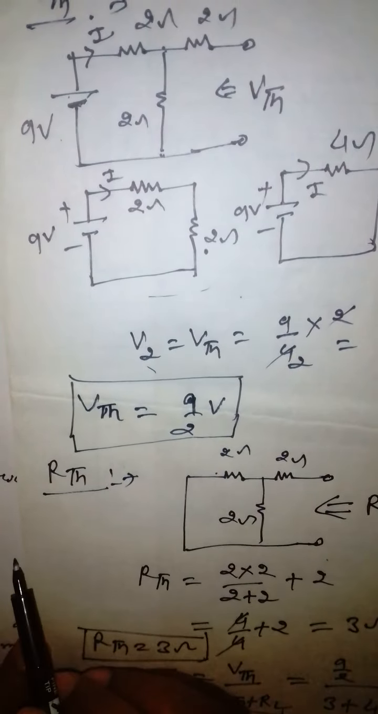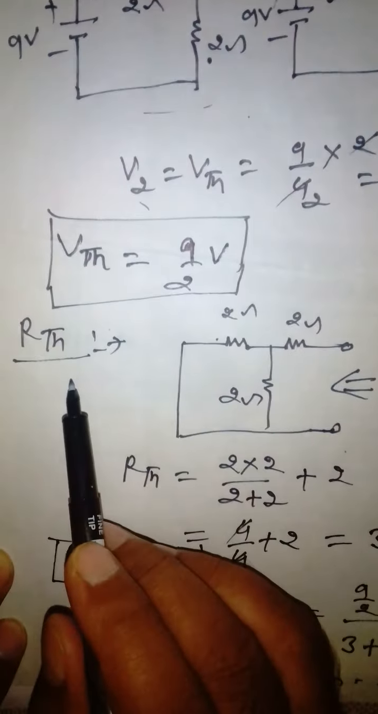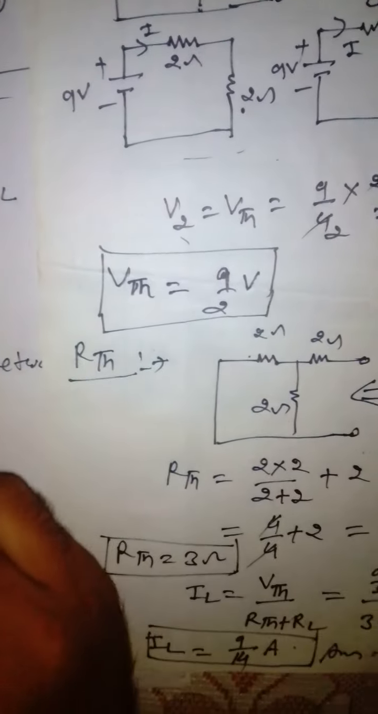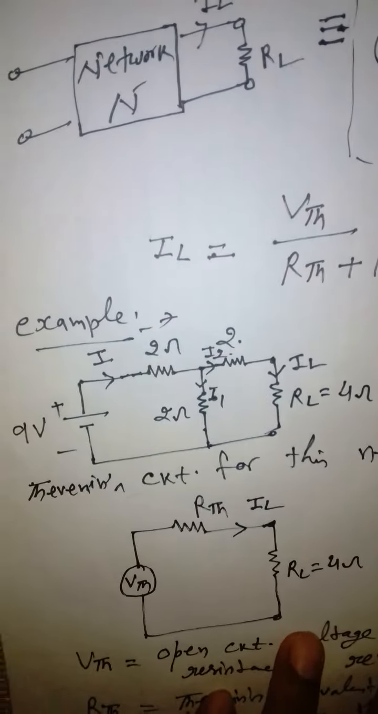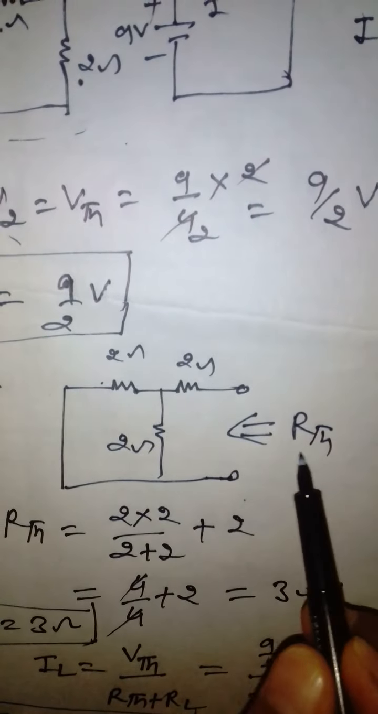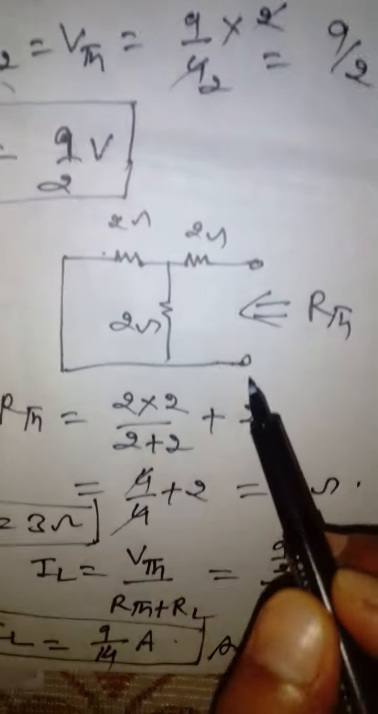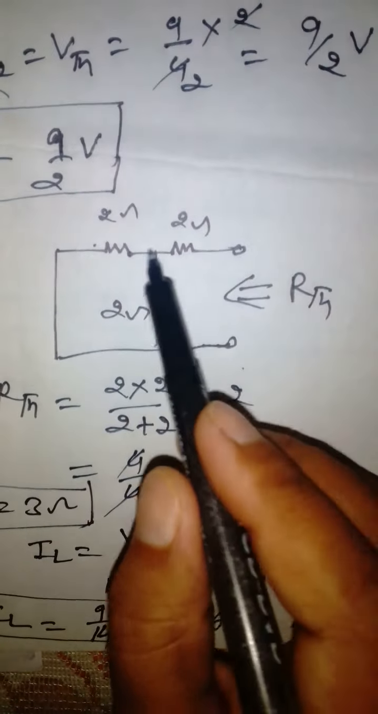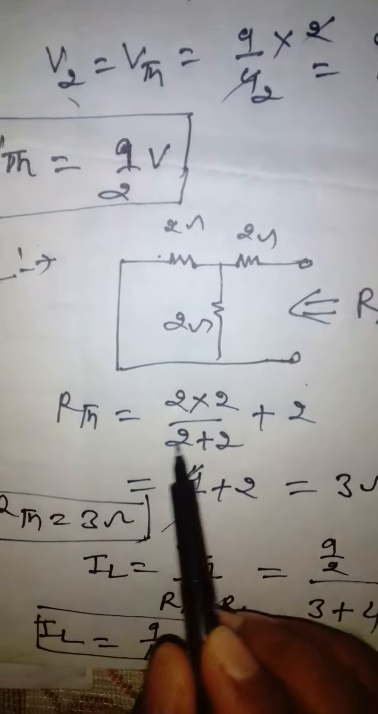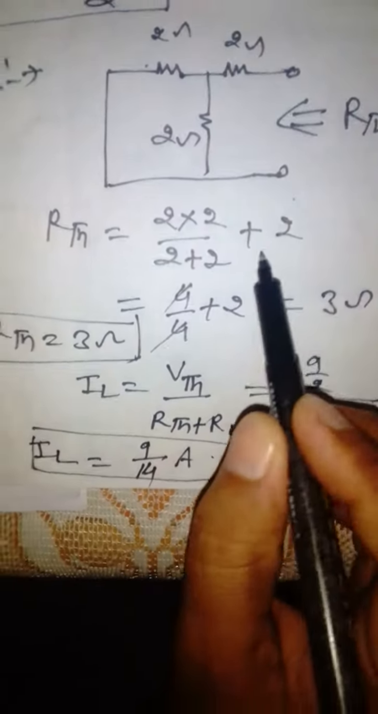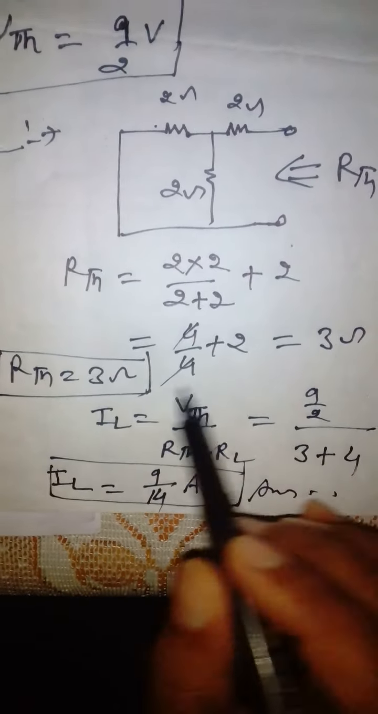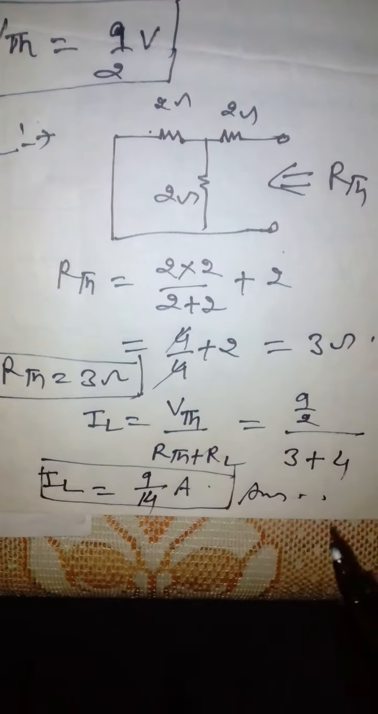It is calculated. Now we will have to find out the value of RTH. So we will draw this network here. This source will be short circuited and this resistance will be here, this way. So RTH will be found by looking into the network. When we calculate RTH, this resistance and this resistance become in parallel, in series with this resistance. So RTH will be equal to 2 into 2 upon 2 plus 2, plus 2. So it will become 4 by 4 plus 2, which equals 3 ohm. So RTH will be equal to 3 ohm.